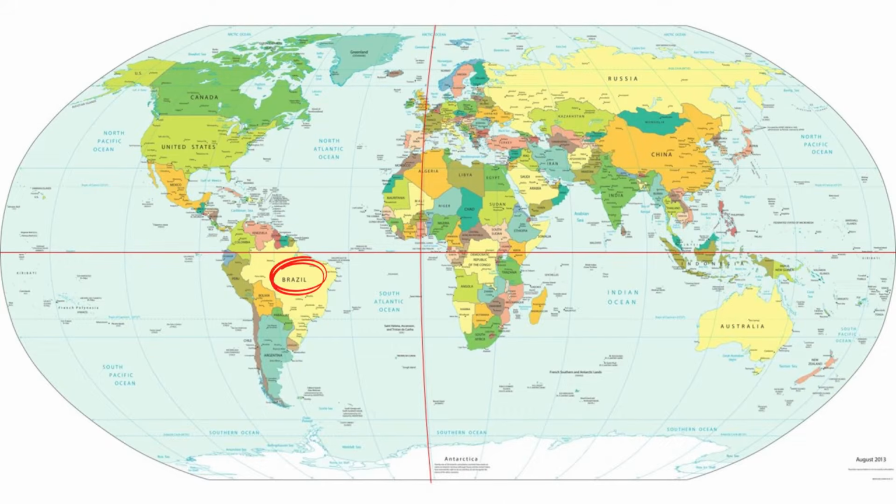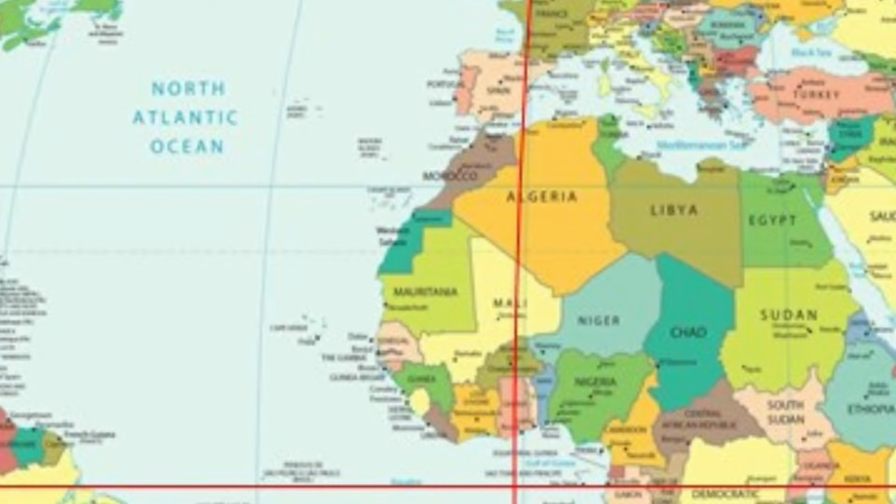In which 2 hemispheres is Brazil situated? And in which 2 hemispheres do you find the United States and Indonesia? In Africa, the Greenwich meridian passes through Ghana, Burkina Faso, Mali, and Algeria.